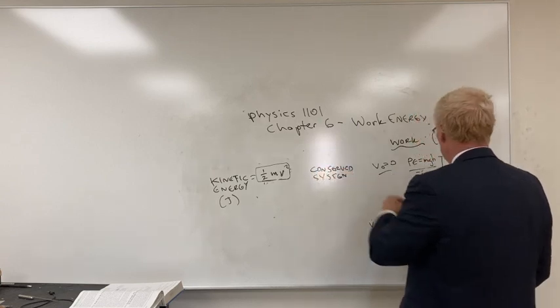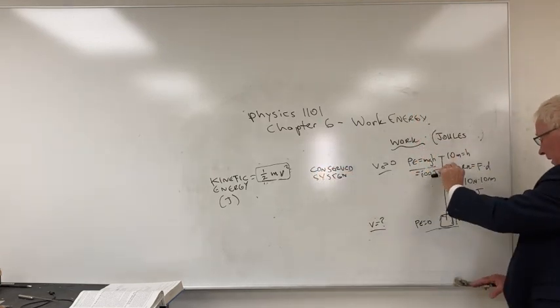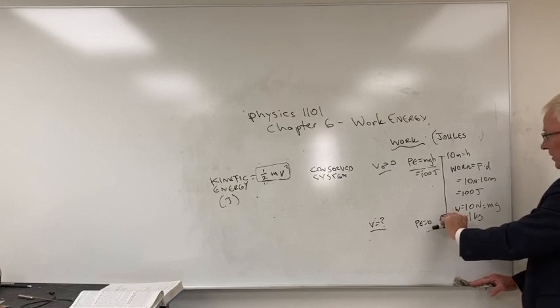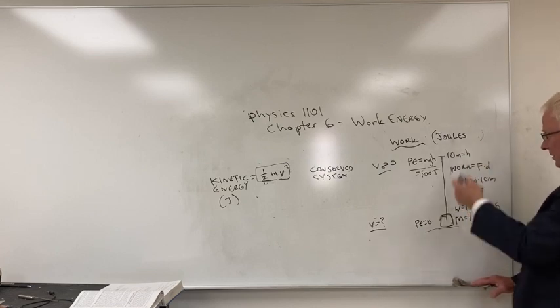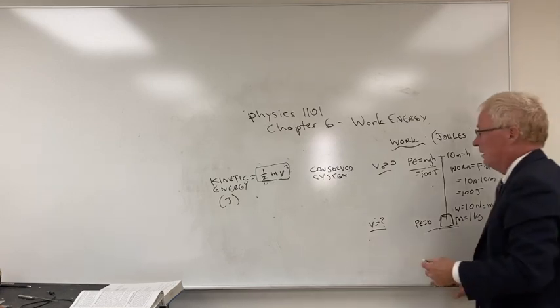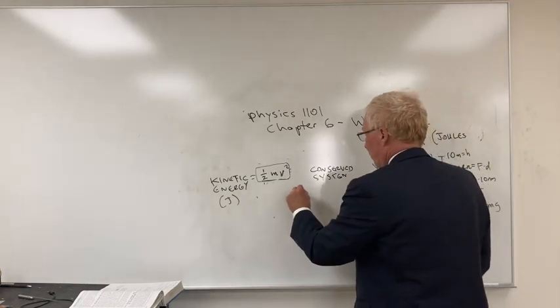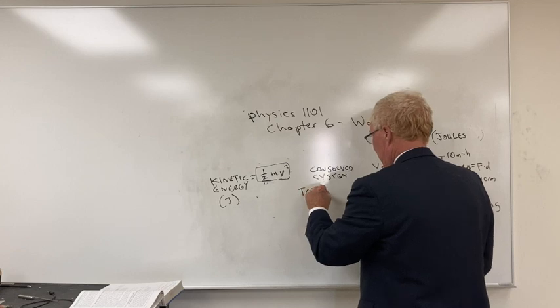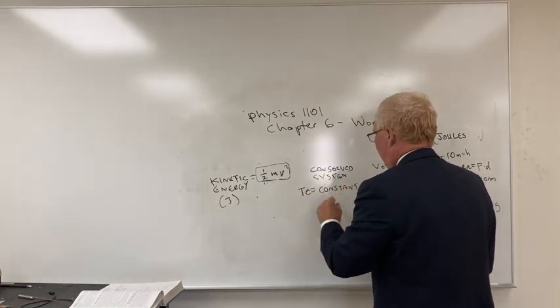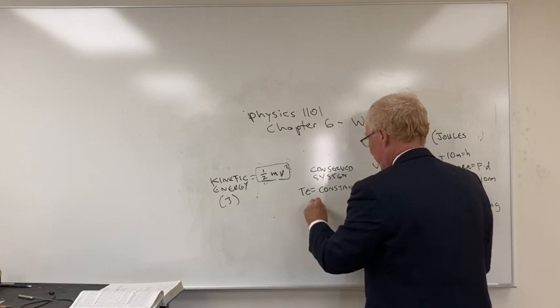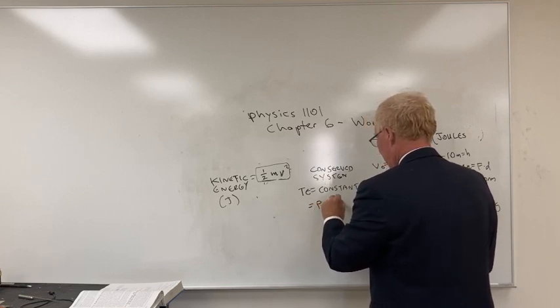We raise it up and drop it until it hits the ground, because once it hits the ground, you lose energy: it stops, you make noise and all sorts of things. In that case, the total energy is constant, and this is given by the potential energy plus the kinetic energy.